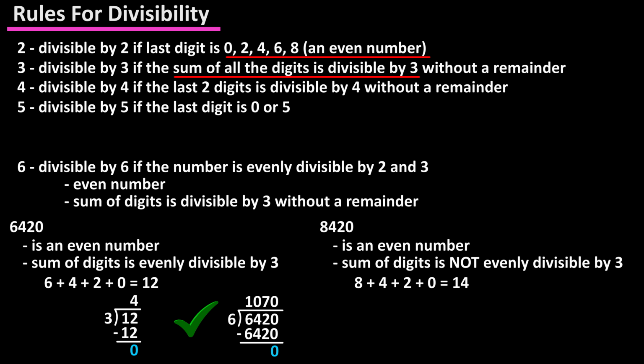And the number 8,420 is not evenly divisible by 6 because if we add up all the digits, we get 14, which is not evenly divisible by 3. As you see here, it has a remainder.